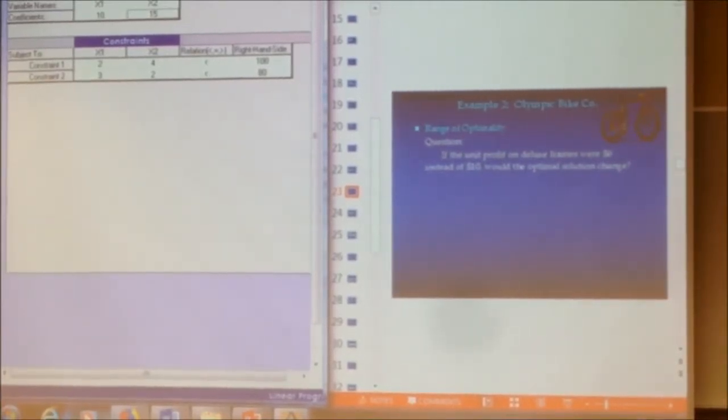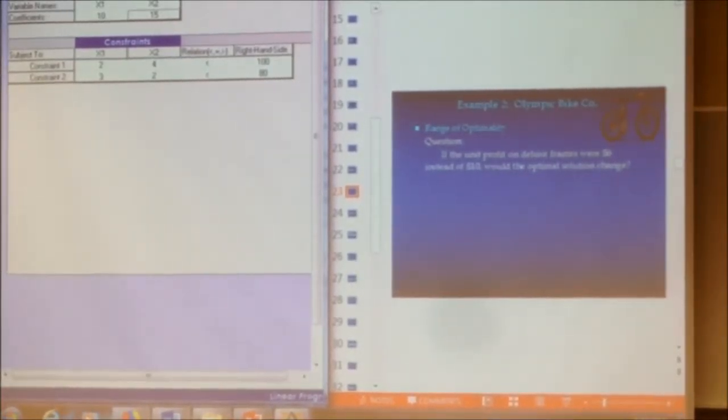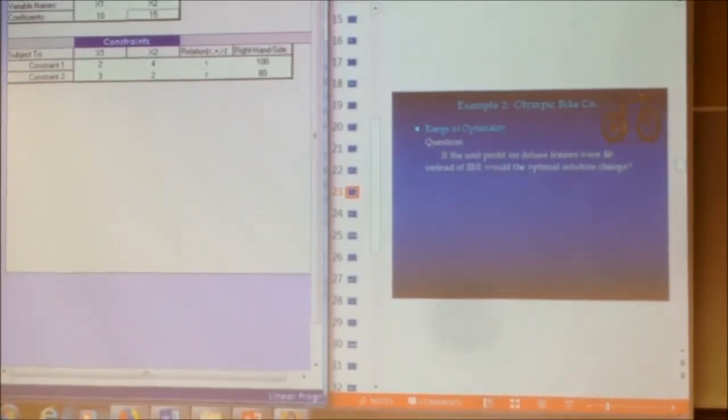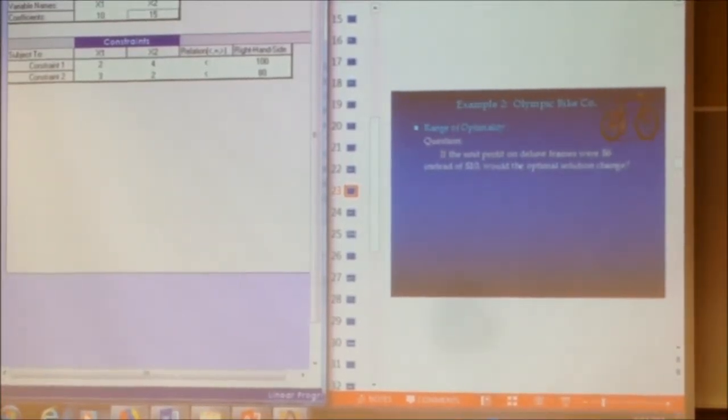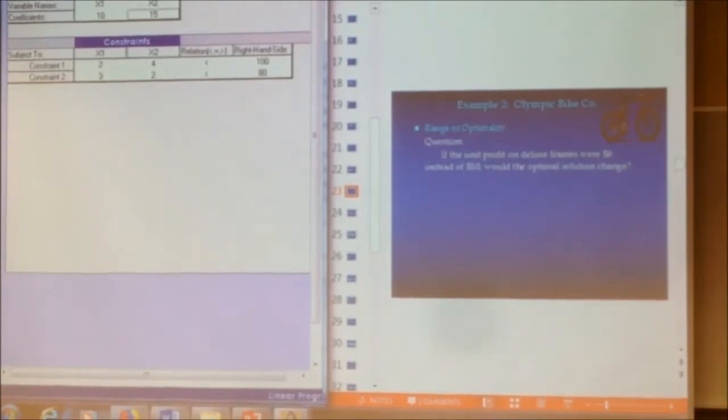We got aluminum. I think it was 100 units, 100 pounds maybe, was it? Pounds? Or tons? Pounds? Okay, 80 pounds of steel. Does that sound right? And the bike frames, $10 off the deluxe, $15 we would make off the, I can't remember, the professional, I think was the other one? Yeah. All right, solve it.